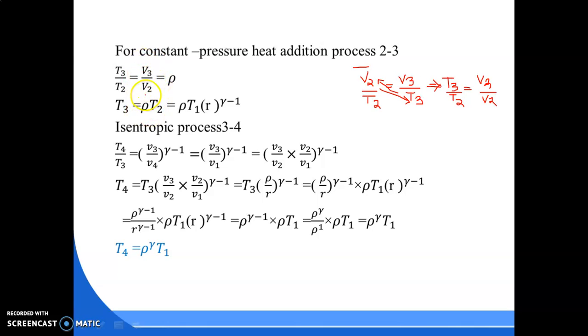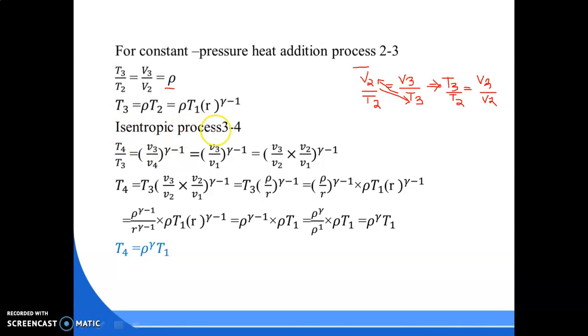What is your V3 by V2? It is the volume where the fuel cutoff happens relative to the volume where the fuel supply starts. So V3 by V2 is equal to the cutoff ratio rho. So I can write that T3 is equal to how much? Rho into T2. We also know that T2 is equal to T1 into R to the power gamma minus 1. So T3 we got as rho into T1 into R to the power gamma minus 1. So we can derive T3 in terms of T1 also.